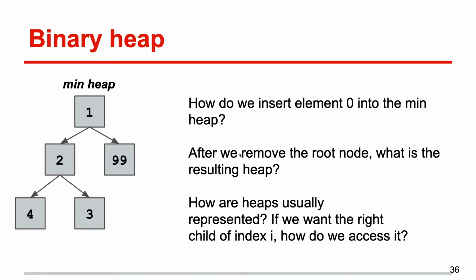Yeah, so just to review how the operations work. For inserting an element 0, we first insert the element we want to add to the next position to maintain completeness. So here we would add it under 99 and then we would bubble up. For removing, we take off the root node and then we replace it with the last element in our completeness order, essentially, move it up to the root, and then bubble down accordingly.